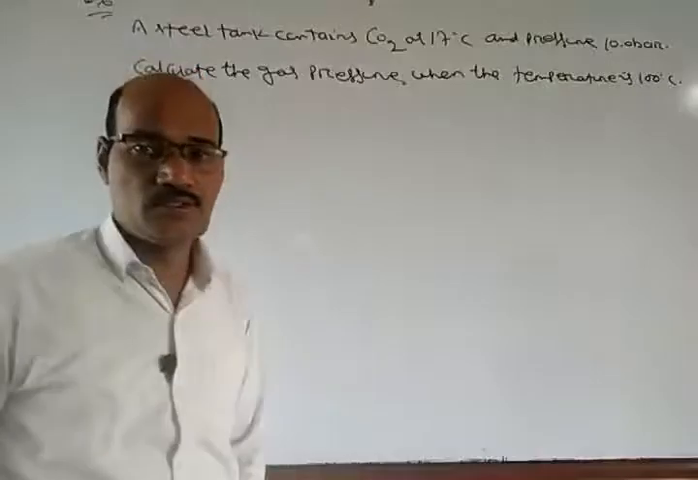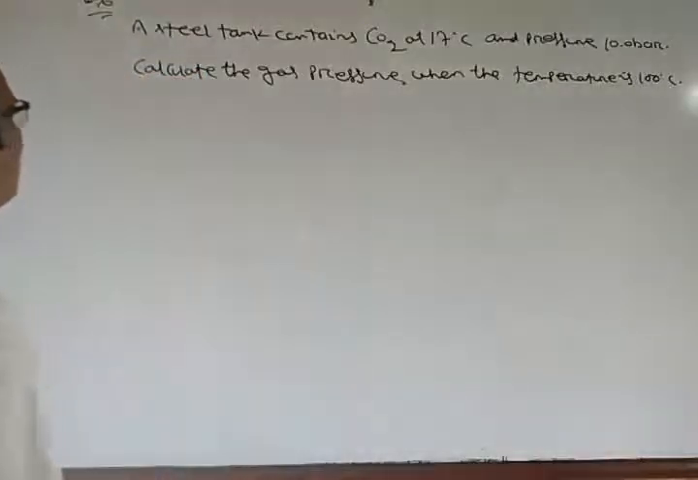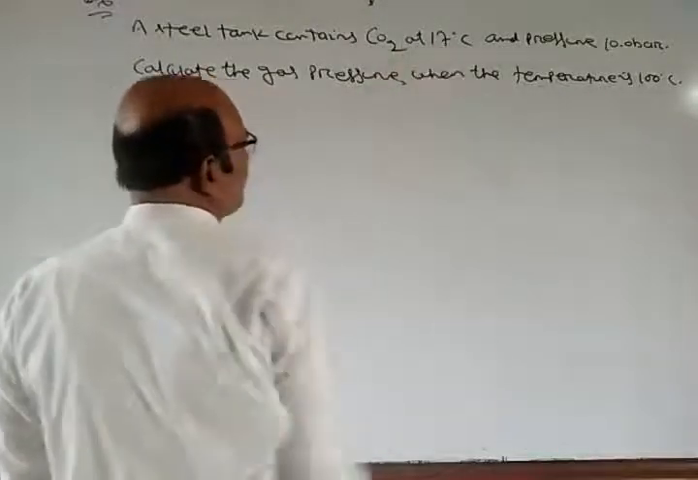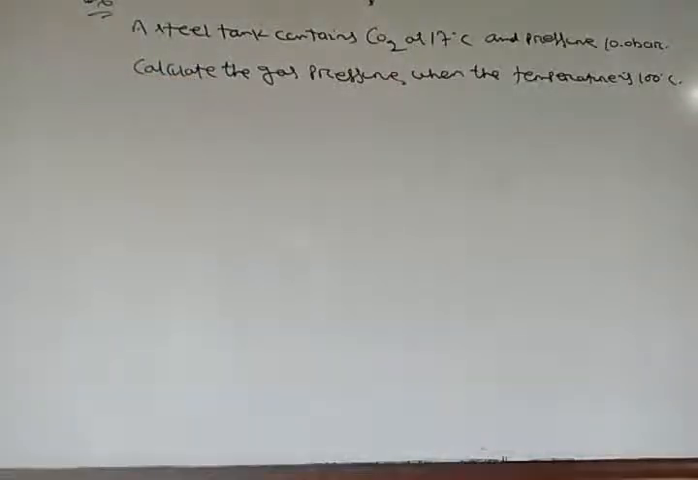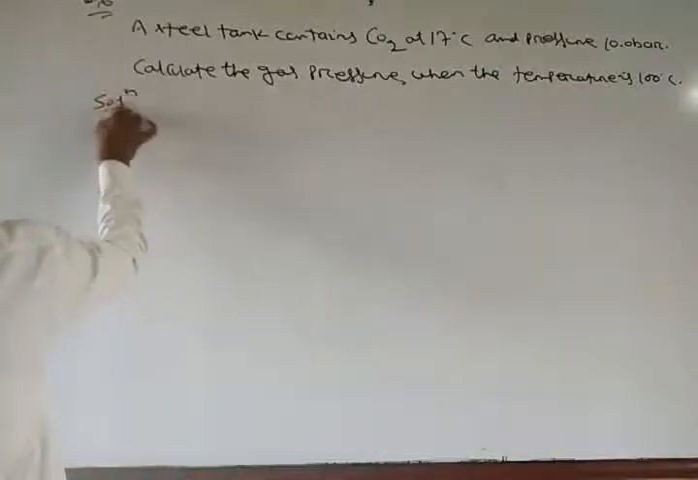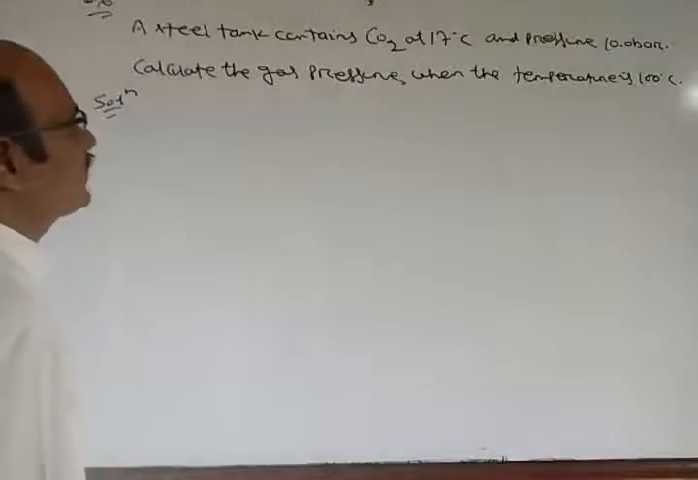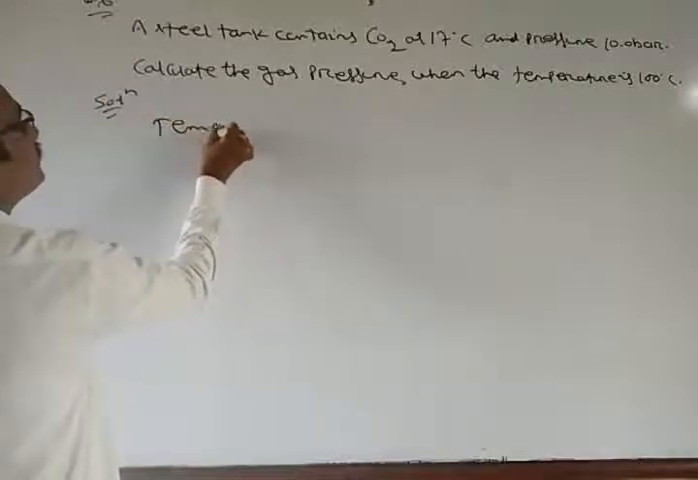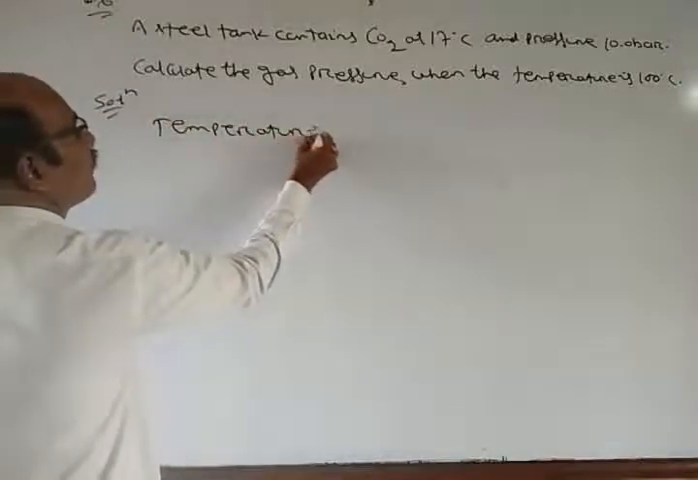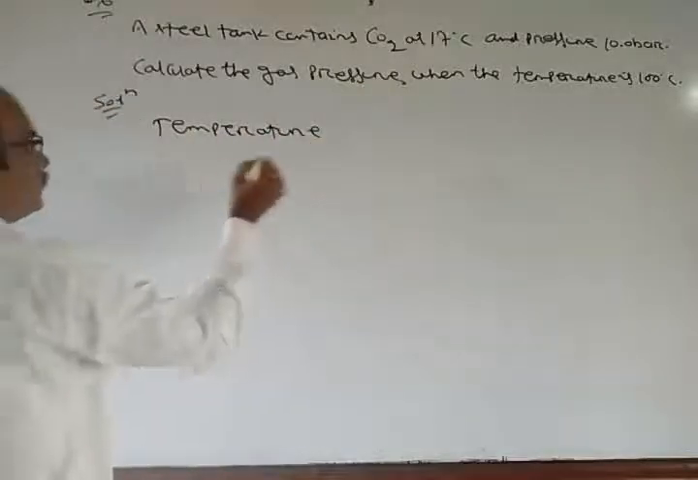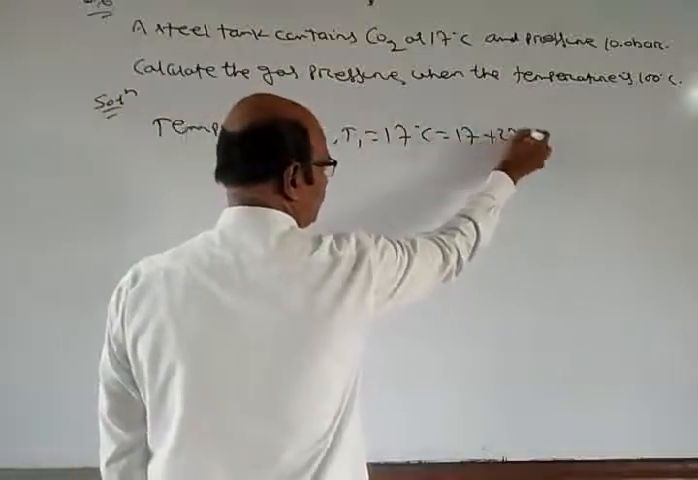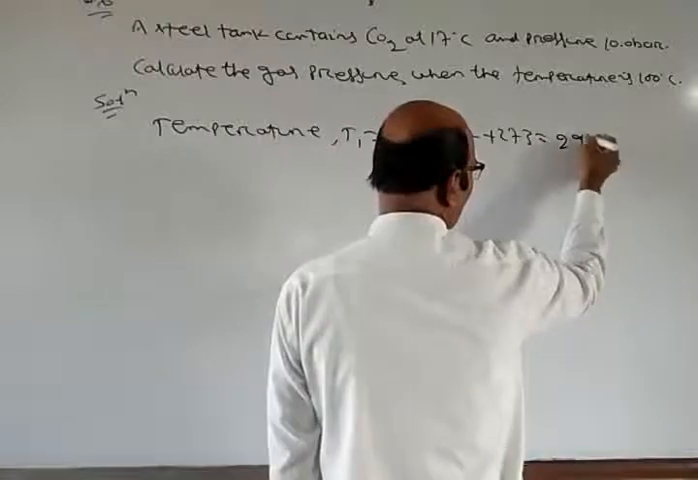Okay. The question: a steel tank contains carbon dioxide at 17 degree centigrade and pressure 10.0 bar. Calculate the gas pressure when the temperature is 100 degree centigrade. Temperature T1 equal to 17 degree centigrade is equal to 17 plus 273, is equal to 290 Kelvin.